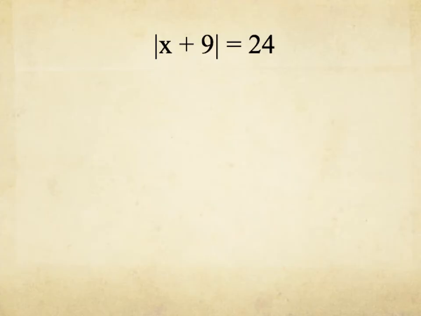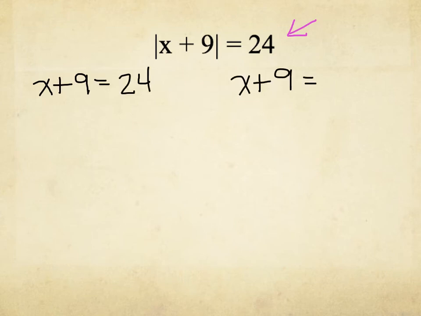The next problem I would like you to try is the absolute value of x plus 9 equals 24. Okay, so it's already set up, the absolute values on one side and the numbers on the other. We notice that it is a positive, so it's positive 24. So we need to split it up into x plus 9 equals 24 and x plus 9 equals -24.